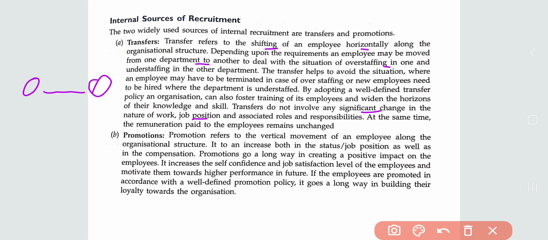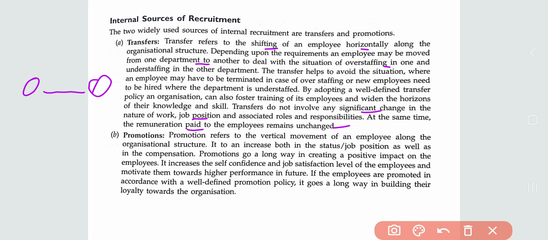So mostly your job is at the same level. Okay, you were working in the executive department, and as an executive you are now working in a different department. So your job position rank is same, and the remuneration also remains unchanged. Why? Because it is the same kind of job. It's just that your department has been changed, or you're working in one branch.